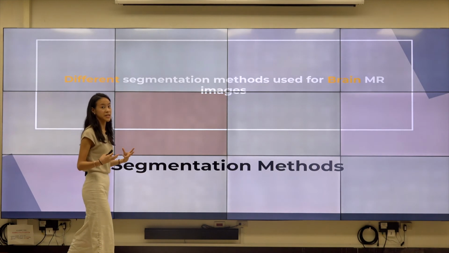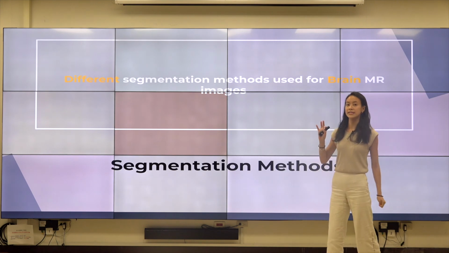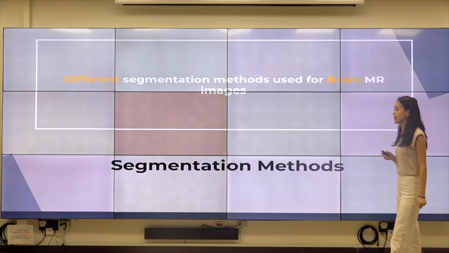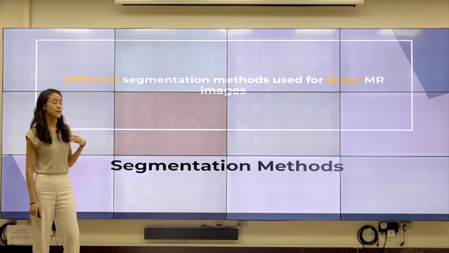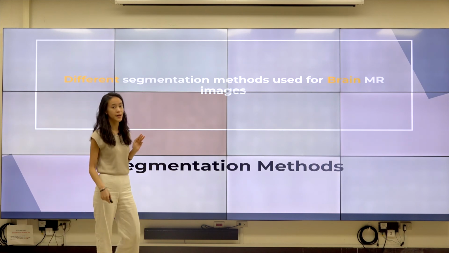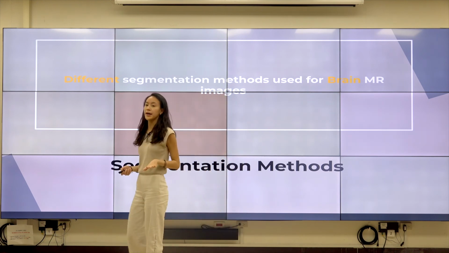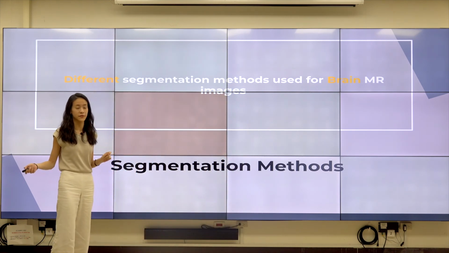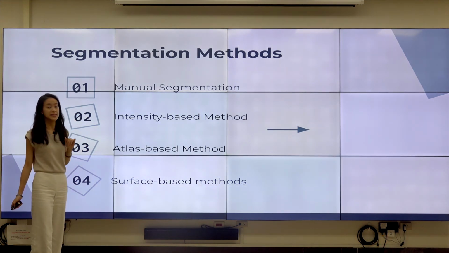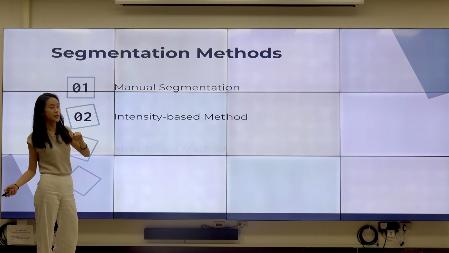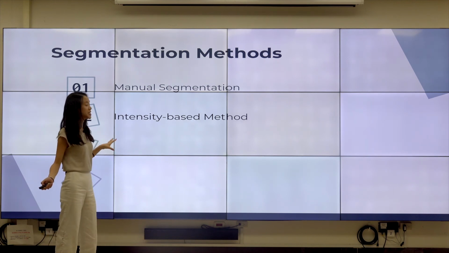So going on to segmentation methods. What we're going to be talking about is the different segmentation methods used for brain MRI images. For our purposes today, this is going to be very brief. I'm going to be talking about different segmentation methods used specifically for MRI images, specifically for the brain. As I explained before, these are the 4 different types of methods that we usually see, plus the hybrid. But for the sake of our lecture today, we're only going to be focusing on manual segmentation and intensity-based methods.